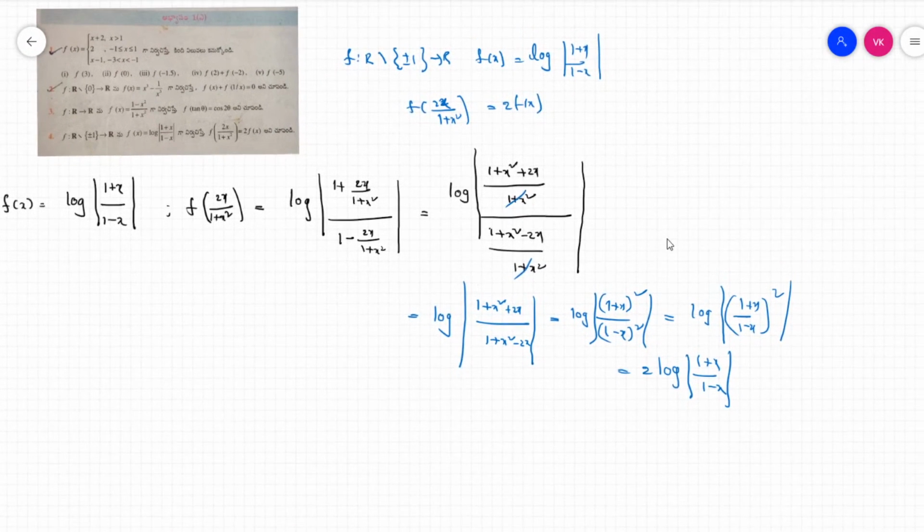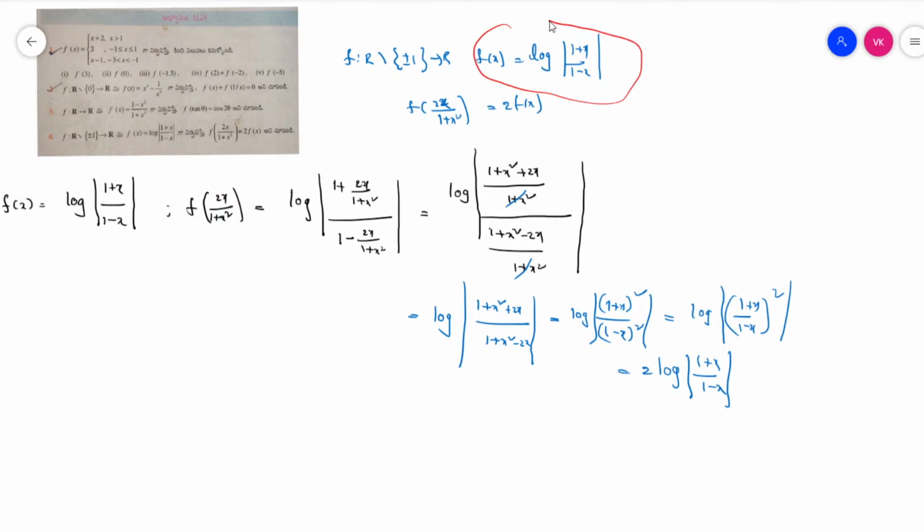And as per the definition given in the question, f of x is equal to log modulus of (1 plus x) by (1 minus x), right now we can write this part as f of x. Then 2 into f of x. Here is the answer, it is the RHS. We have proved that f of 2x by (1 plus x square) is equal to 2 f of x. This is the answer for the fourth one.